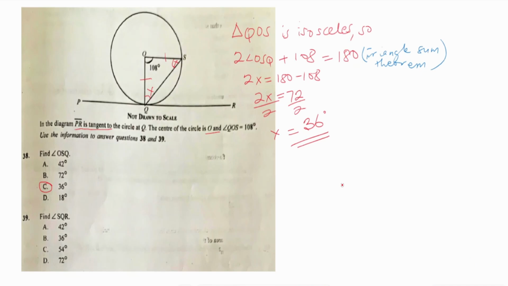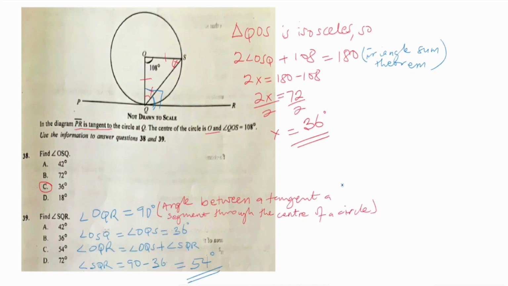Then we go to question 39, where we have to find angle SQR. Angle SQR is right here. Before we solve that, let's get our mind back to one of the circle theorems, that the angle between a tangent and a segment or chord through the center of the circle is 90 degrees. That means that this angle here is 90 degrees. The angle between QR and QO is 90 degrees. So let me write that first.